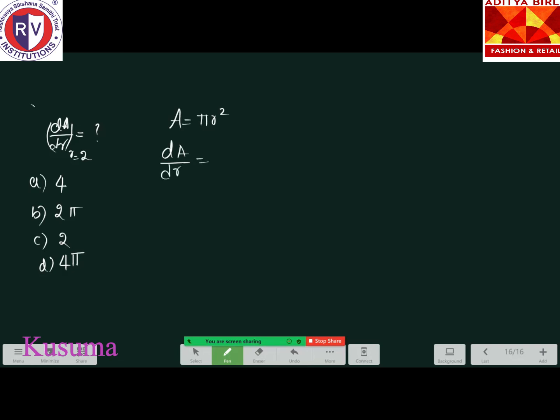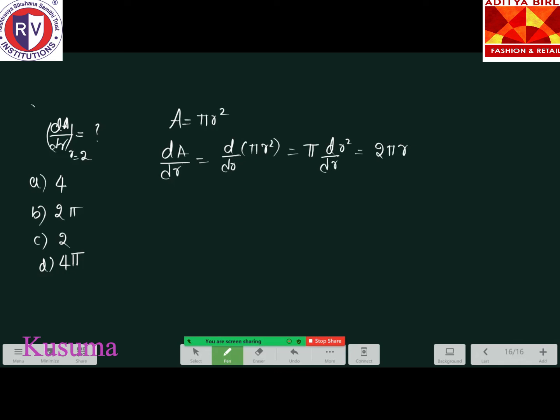Let us substitute pi r square in the place of A. That is d by dr of pi r square. So pi is a constant. Take it outside. We want d by dr of r square. That is what we get, 2 pi r.